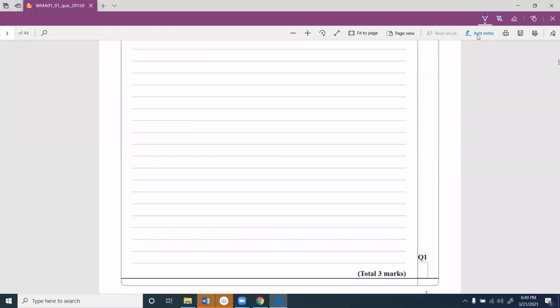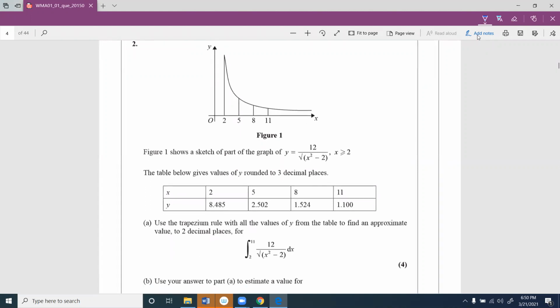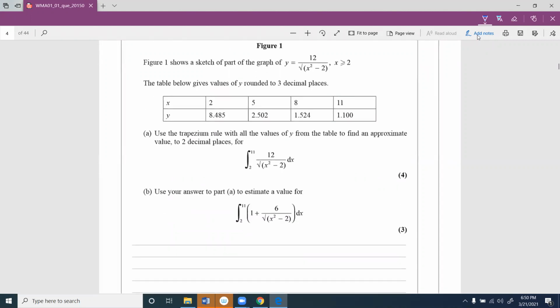Then if you come to question number 2, this is actually regarding the trapezium rule. Over here, what you need to do is use the trapezium rule. These are the values already found, so there's no need to find them further. So you need to use the trapezium rule to find the answer for this. This is a way of writing the perfect answer. You can write the integration from 2 to 11 of 12 over the square root of x squared minus 2 is approximately equal to this. You write it as approximately because from the trapezium rule, you don't get the exact value. You get an approximate answer.